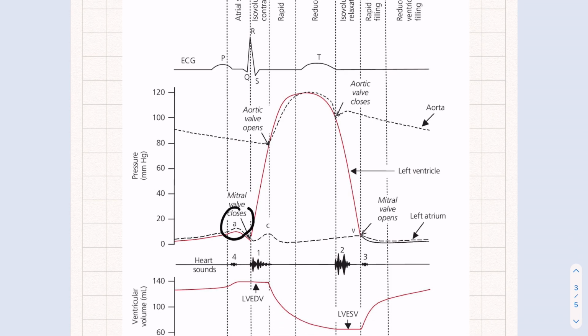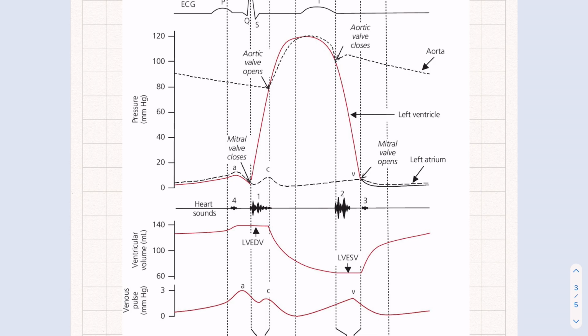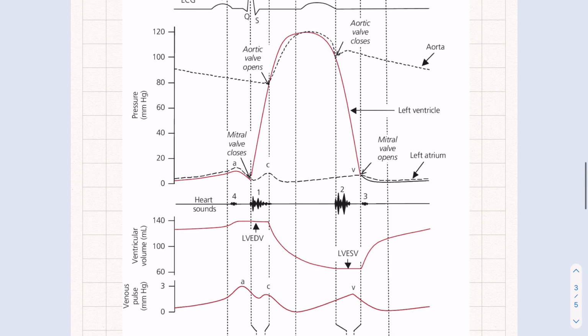The A in this diagram represents diastolic filling. During diastolic filling, there's a little increase in ventricular volume because blood volume is being rushed into the ventricles. And because of that, there's also a little increase in blood pressure. Again, the atrioventricular valves are open, but the semilunar valves, the pulmonary valve and aortic valve, are closed.